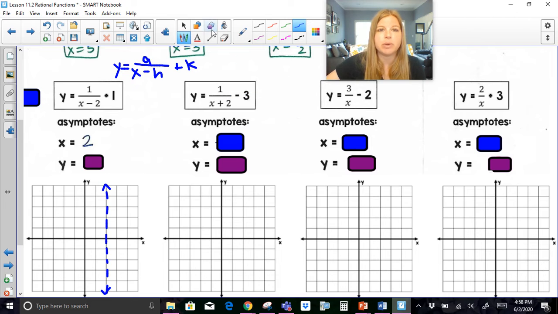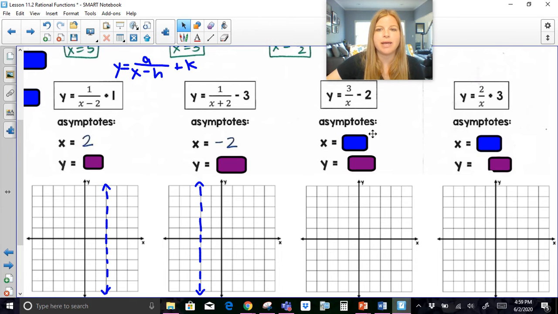Okay, this next one, if it says x plus 2, well, that means that the h value that got plugged in was actually negative 2, because x minus negative 2 would turn it into that positive 2. And so I'm going to then draw that vertical asymptote here. I'm going to do all the vertical asymptotes first. In this next one, I don't see x minus anything in the denominator, so that actually means that my vertical asymptote is at 0. And a vertical asymptote at 0 is actually just the y-axis.